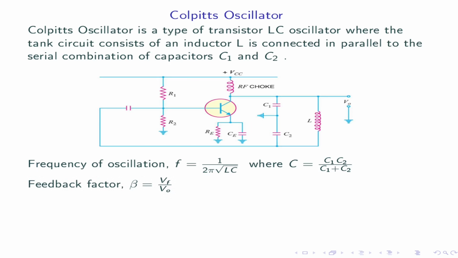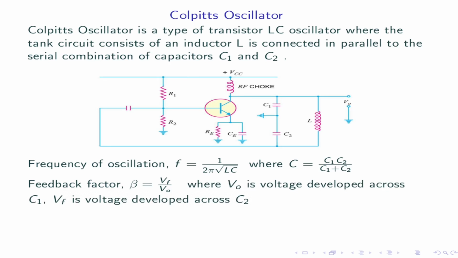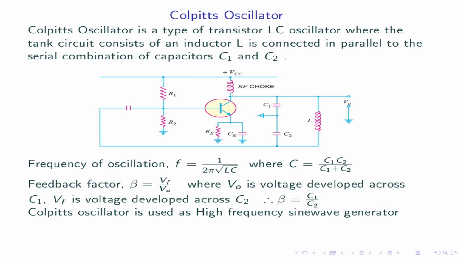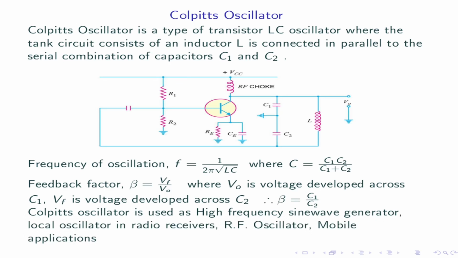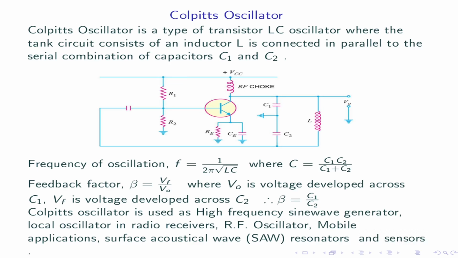Thus, the feedback factor beta is equal to Vf by Vo, where Vo is the voltage developed across C1 and Vf is the voltage developed across C2. Thus, beta is equal to C1 by C2. Colpitts oscillators are used in high frequency sine wave generators, local oscillators in radio receivers, RF oscillators, mobile applications, surface acoustic wave resonators, and in sensors.